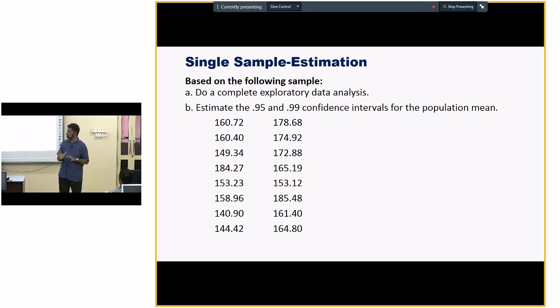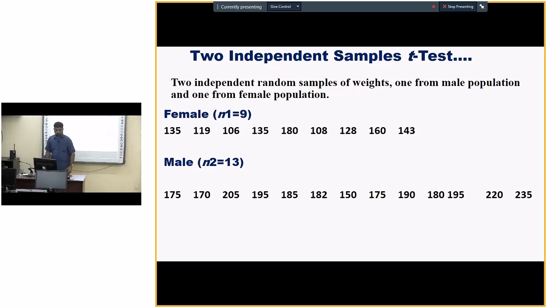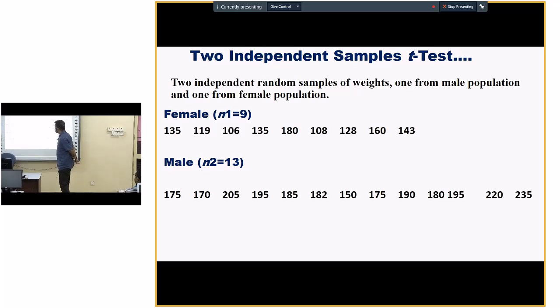I just need to mention the test: we have a single variable here. In some cases, we have more than one variable. Here, I think you remember this data set. Here you have weight, no?